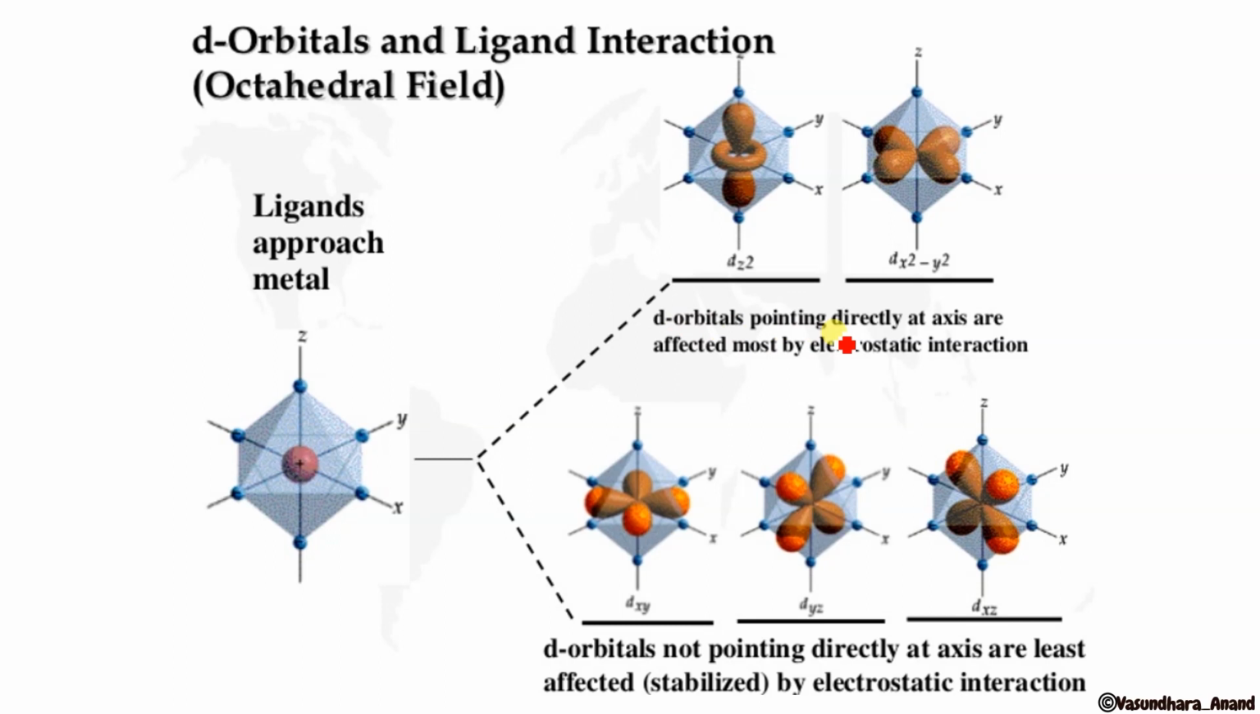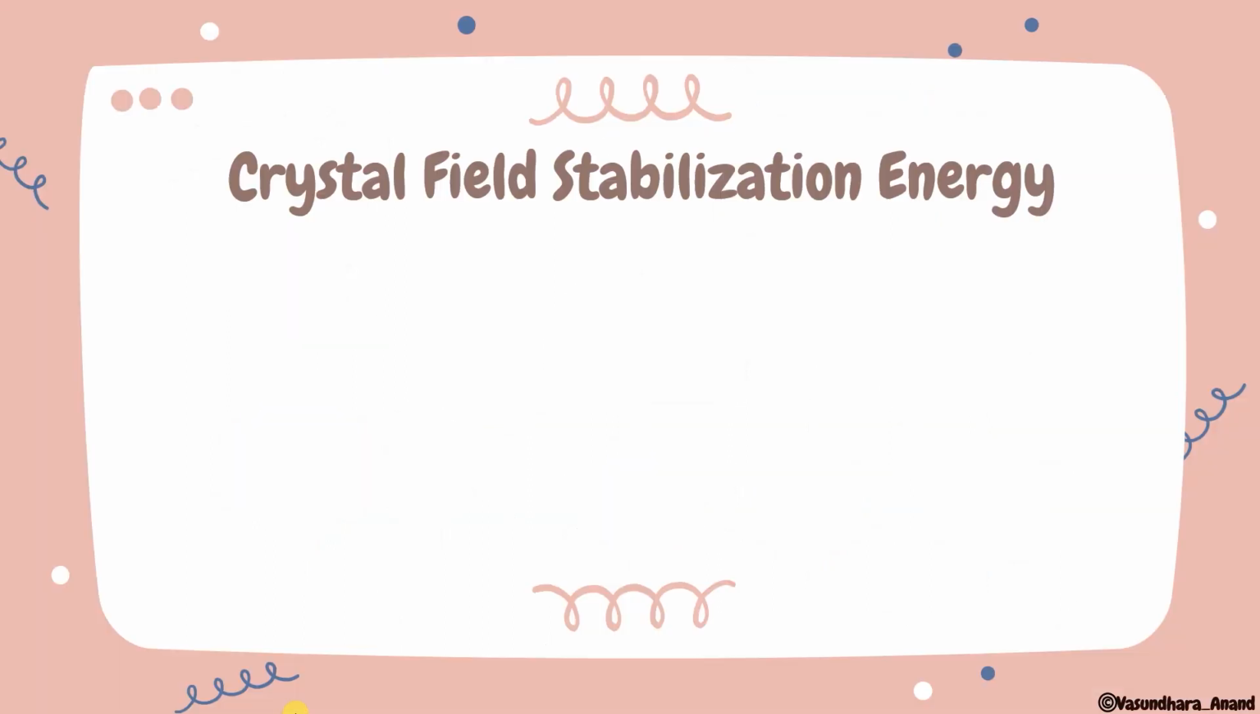So d orbitals pointing directly at the axis are affected most by electrostatic interaction, and that's why they gain energy and get excited more than the others. And d orbitals not pointed directly at the axis are least affected, and that's why they are stabilized by the electrostatic interaction, and hence their energy will be less. Got it? Okay, so now the next thing, crystal field stabilizing energy.